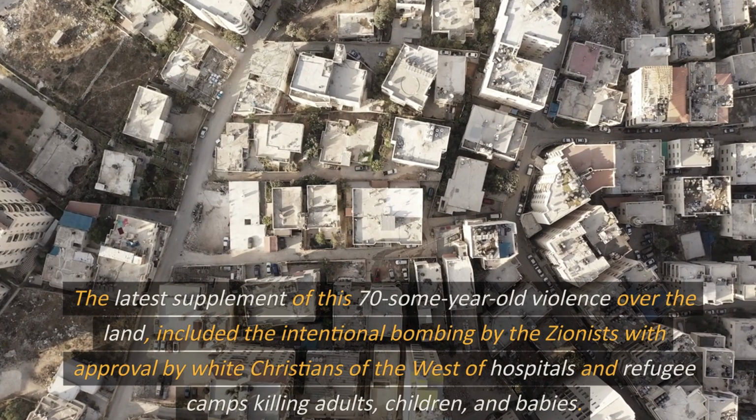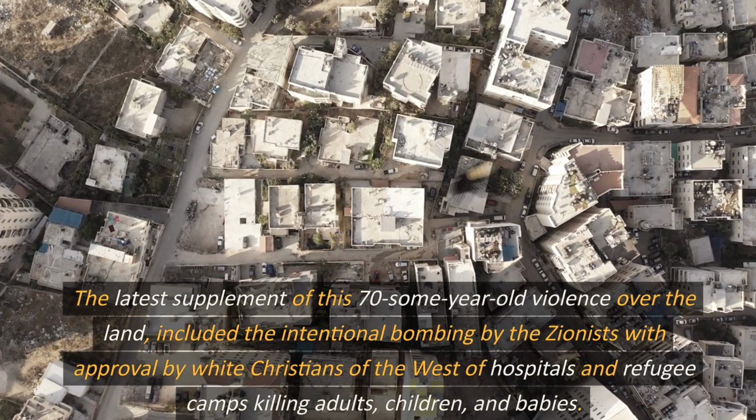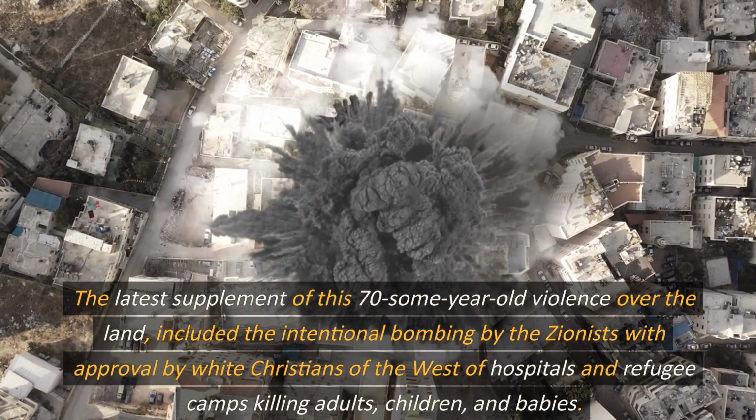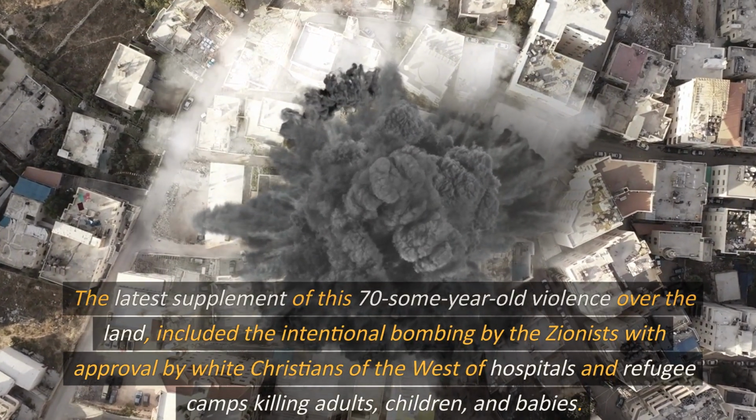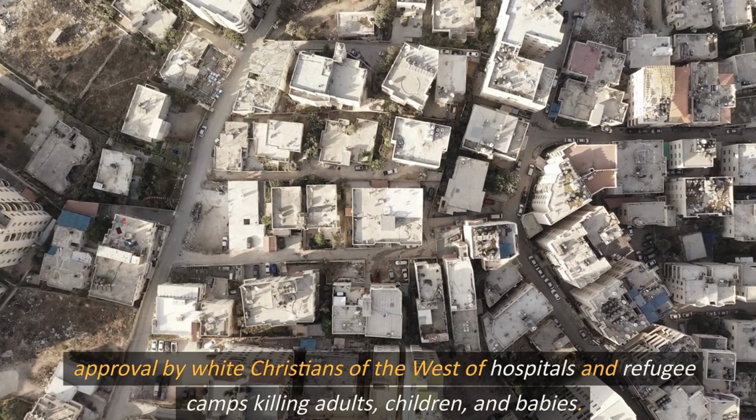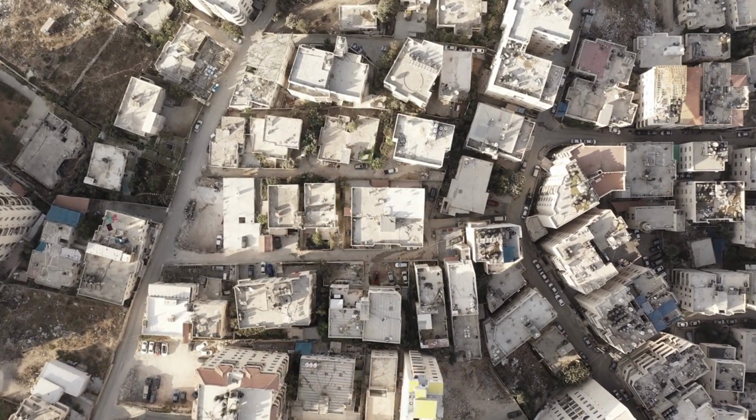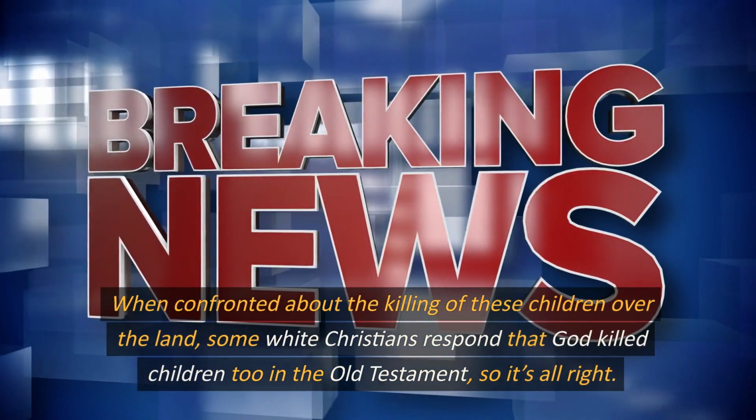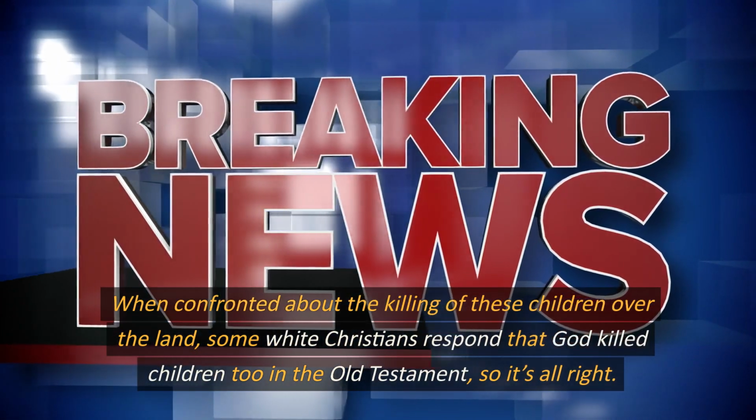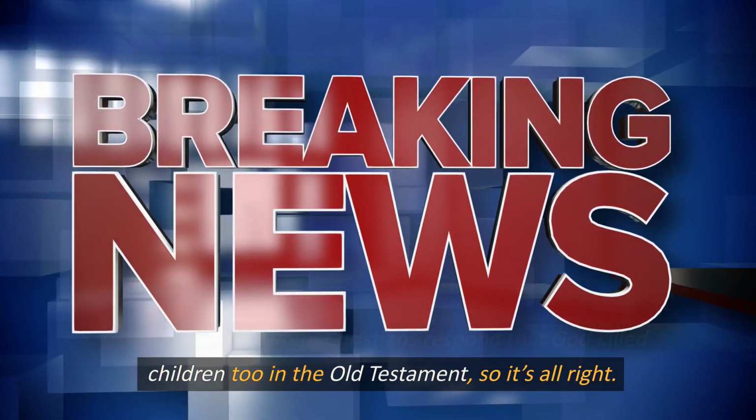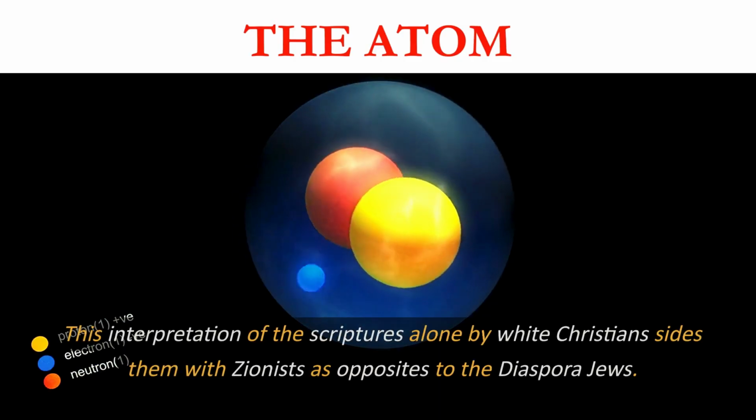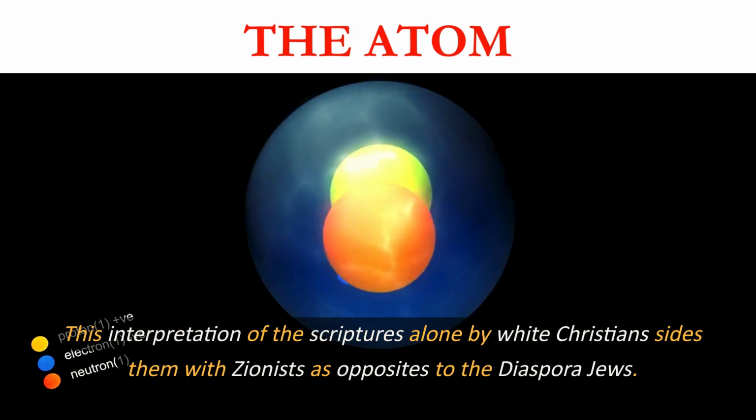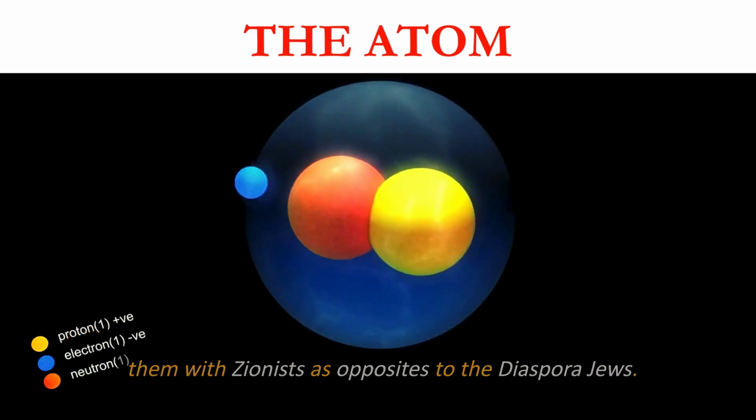The latest supplement of this 70-some-year-old violence over the land included the intentional bombing by the Zionists, with approval by white Christians of the West, of hospitals and refugee camps, killing adults, children, and babies. When confronted about the killing of these children over the land, some white Christians respond that God killed children too in the Old Testament, so it's all right. This interpretation of the scriptures alone by white Christians sides them with Zionists as opposites to the Diaspora Jews.